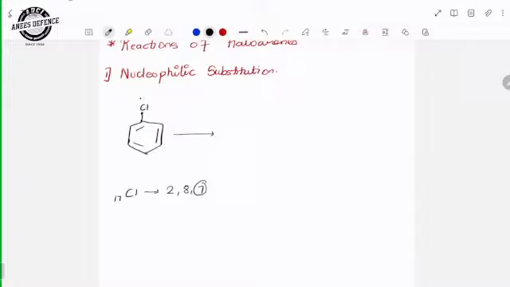So how can we write it? 1, 2, 3, 4, 5, and 6. Now, chlorine actually shows a minus I effect, but since it is attached to a benzene ring, it will show a positive resonance effect. Positive resonance means it is donating electrons to the benzene ring. So this lone pair of electrons present over the chlorine will get passed on towards the benzene ring.